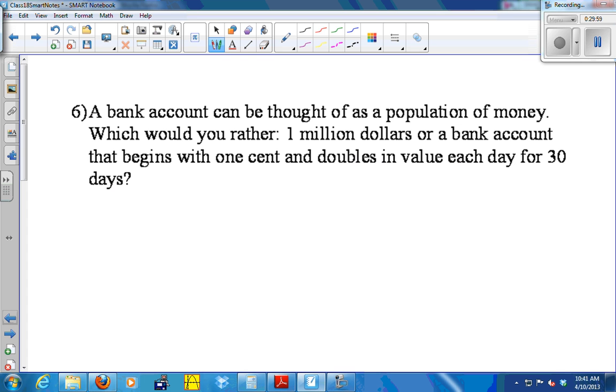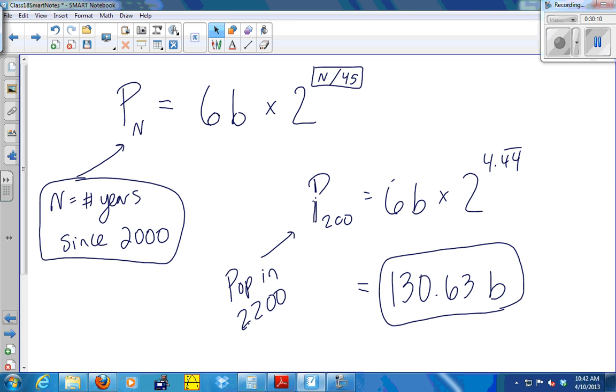Okay, so a bank account can be thought of as a population of money that grows. That is an explicit formula. Do you want to do the recursive? Yeah, the recursive, sure.